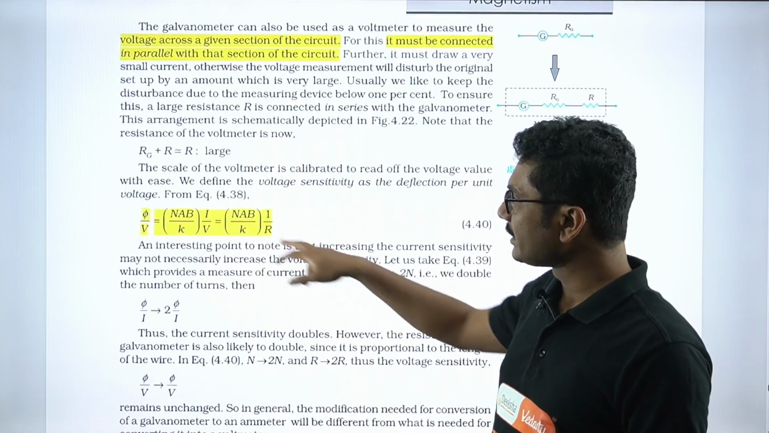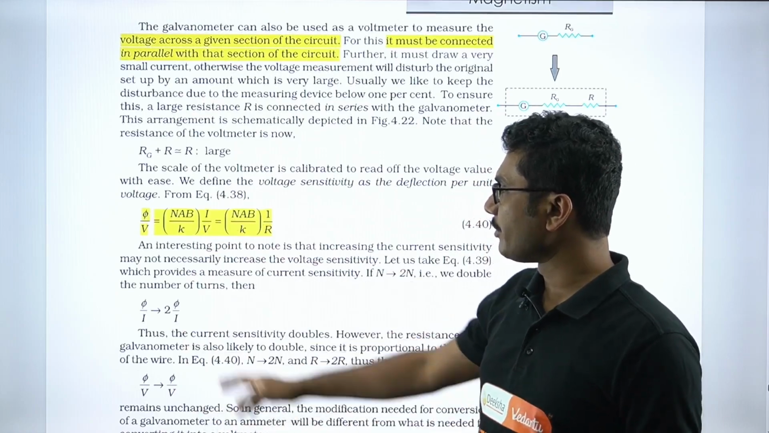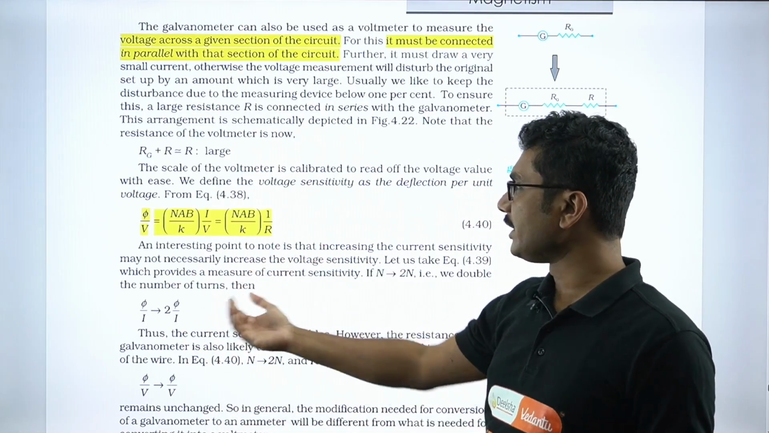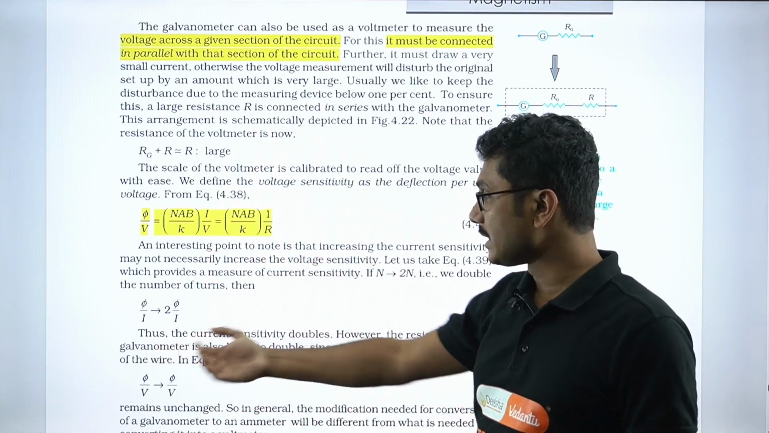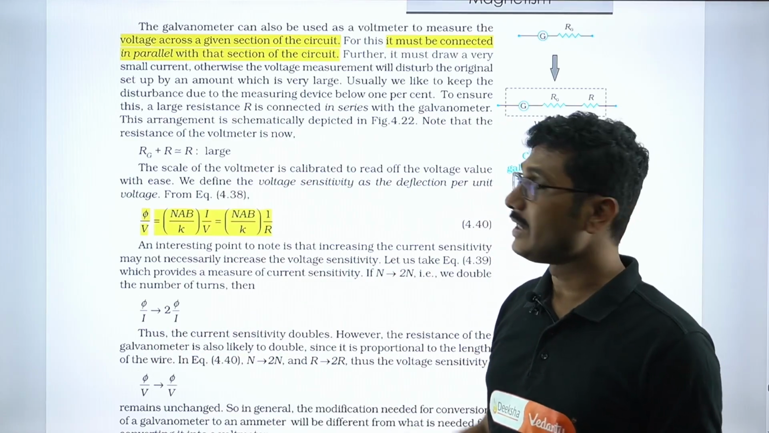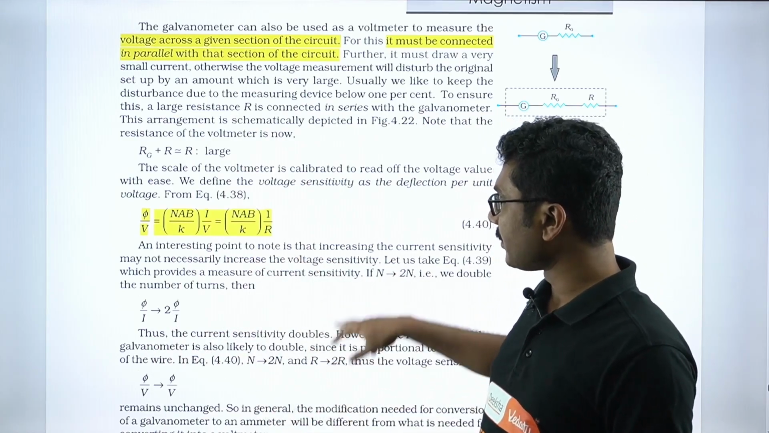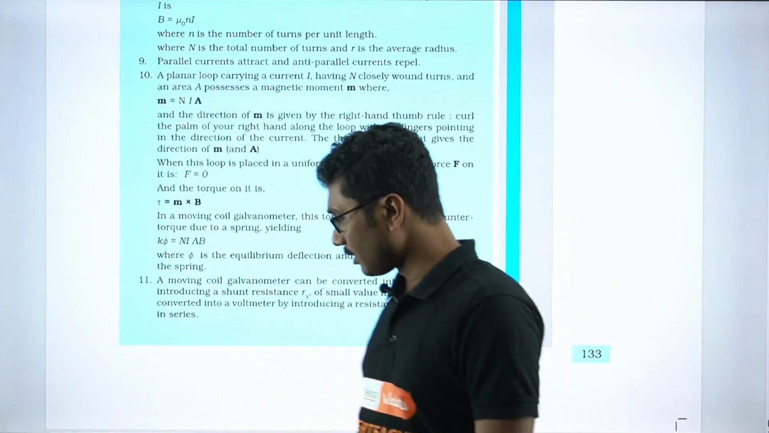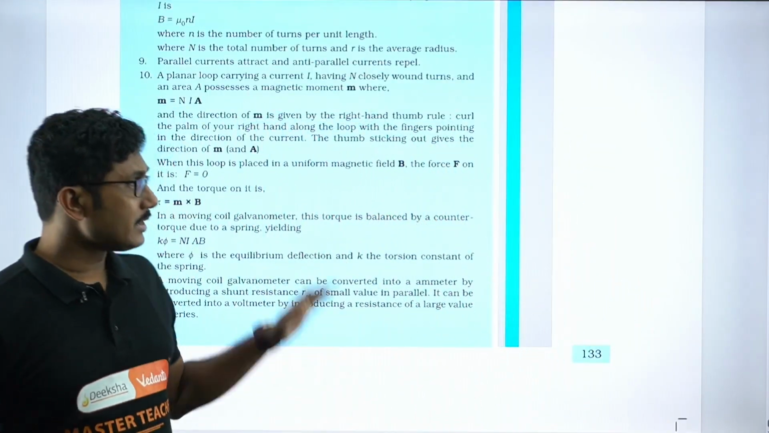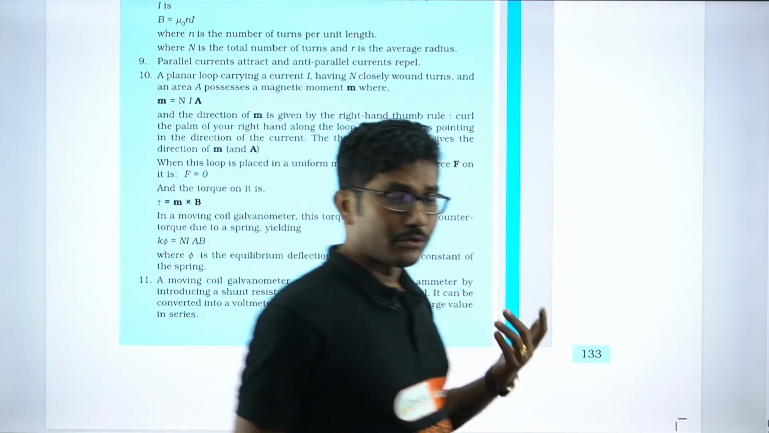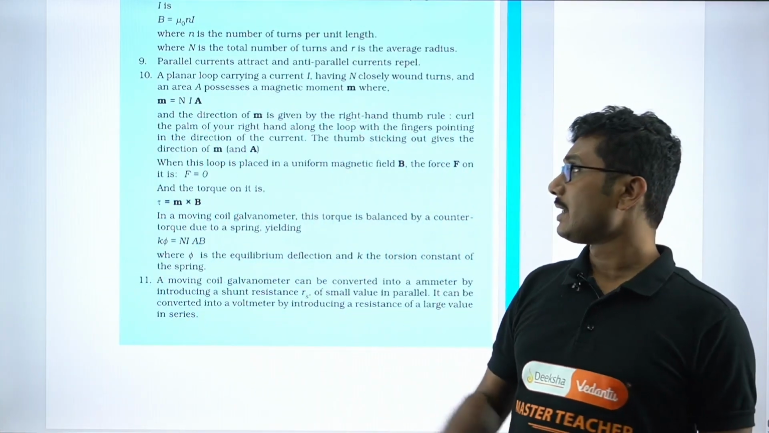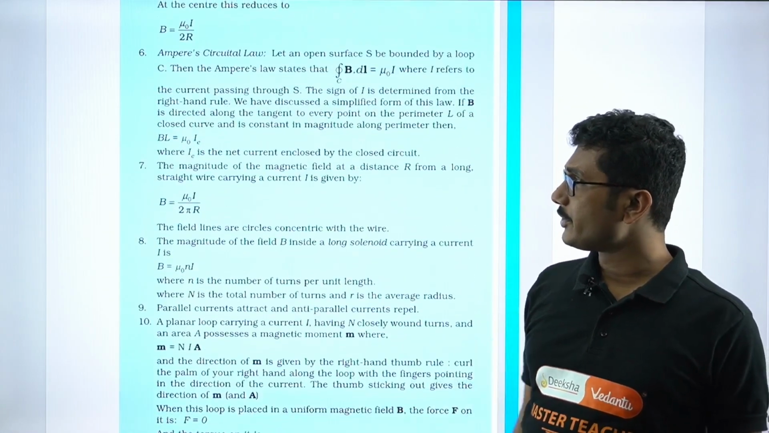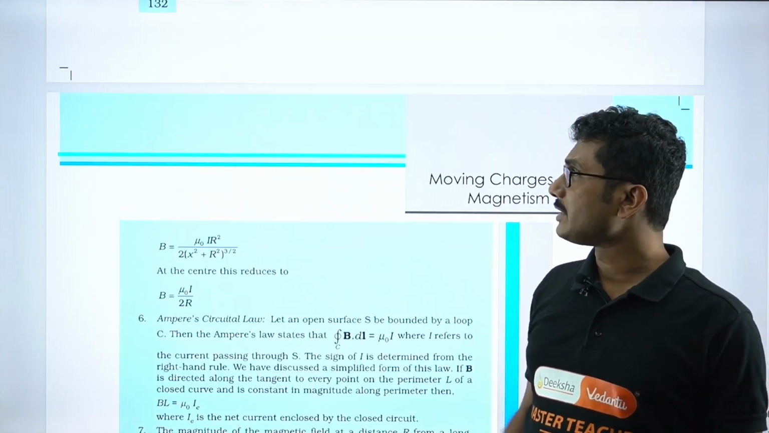Okay, now there is some relationship given: what will happen if you are increasing the current sensitivity, you are increasing the voltage sensitivity. So you can check this out for KCET purposes. Okay, and we have completed this chapter. Nothing important is given in the summary. Summary is good to revise the chapter quickly. Other than that, nothing super important is given, which is only summary specific.